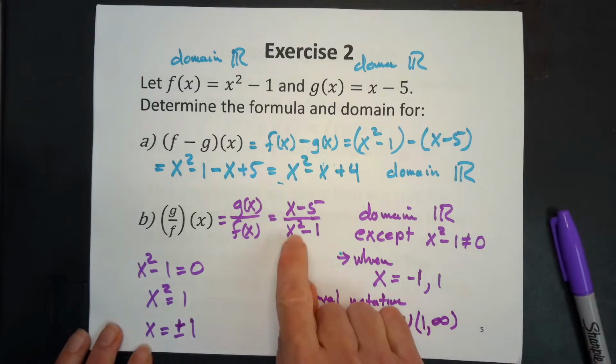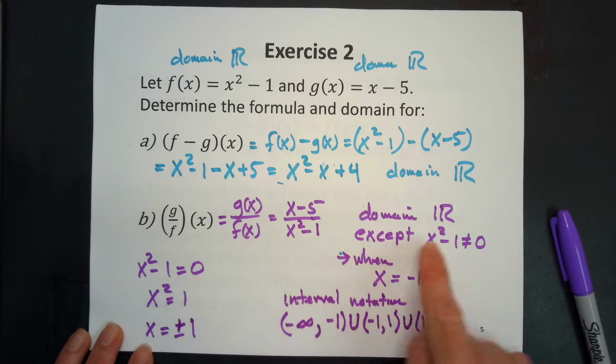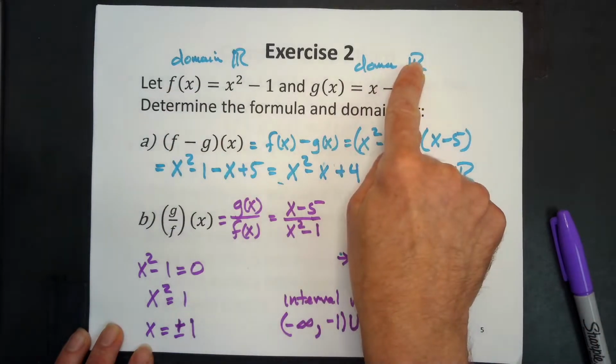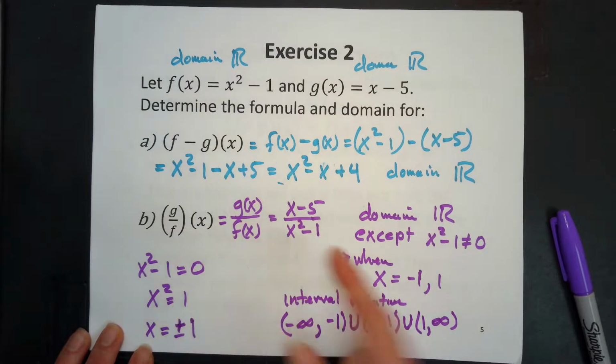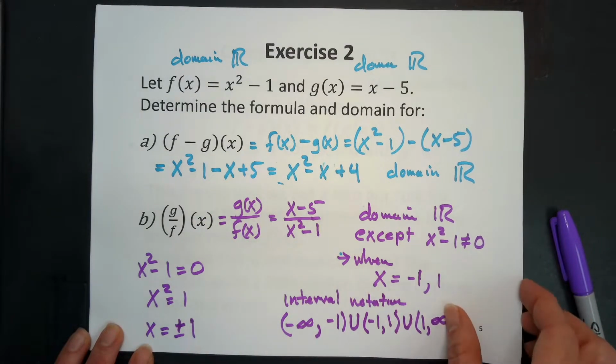So I had to be careful since I was dividing. Whatever would give 0 in my denominator, I had to exclude from my domain. So my domain was all real numbers in my original two functions. When I divided, anything that gave me 0 had to be a new restriction in my domain.